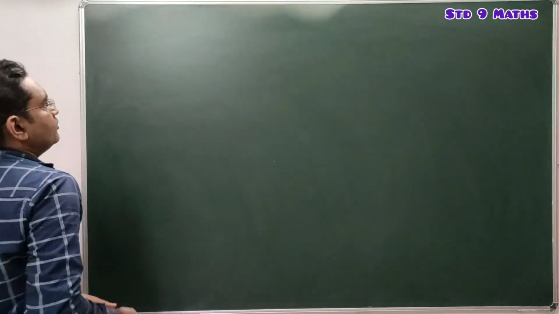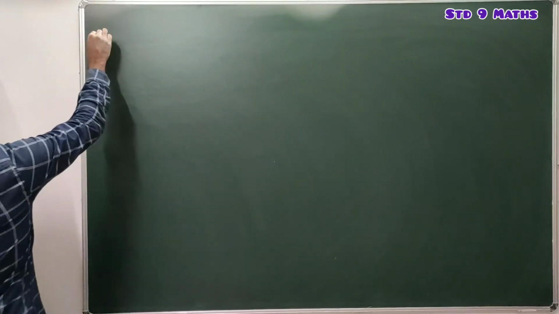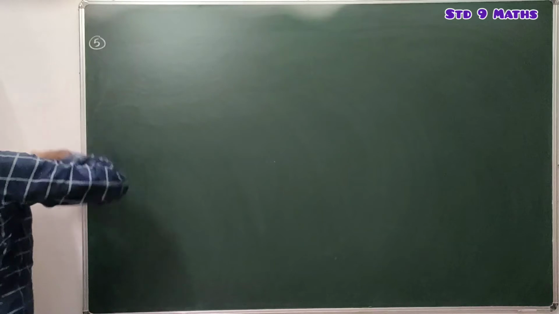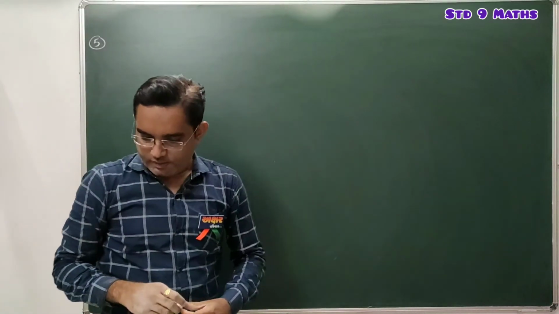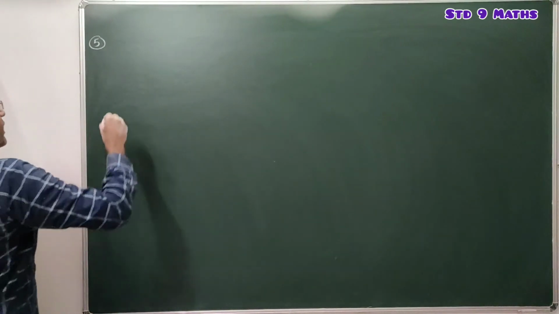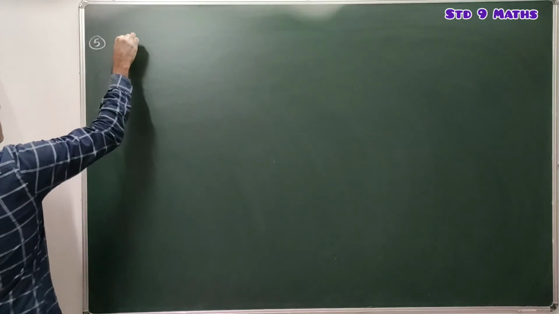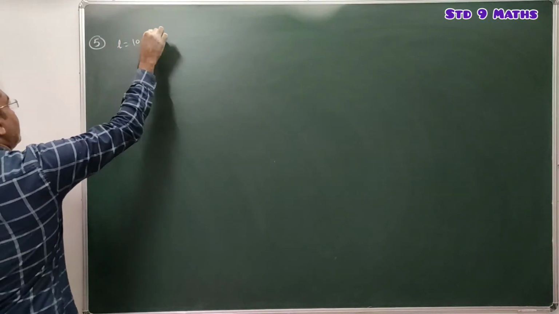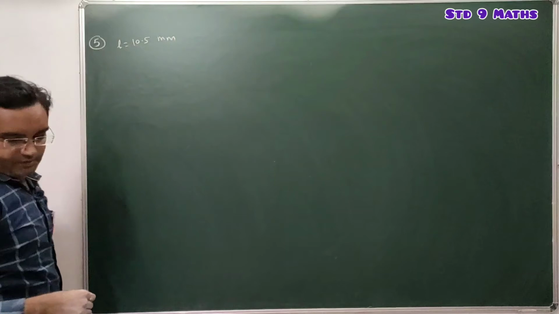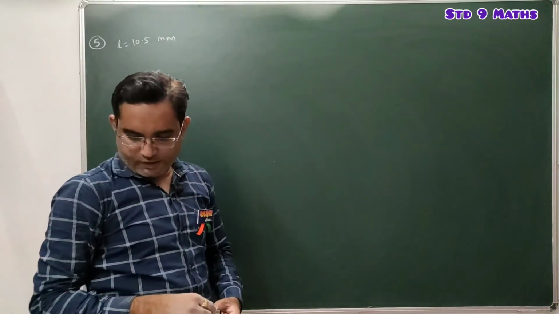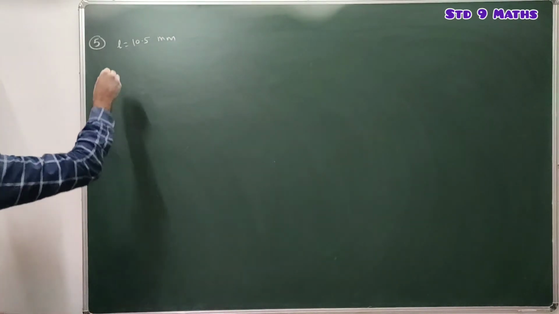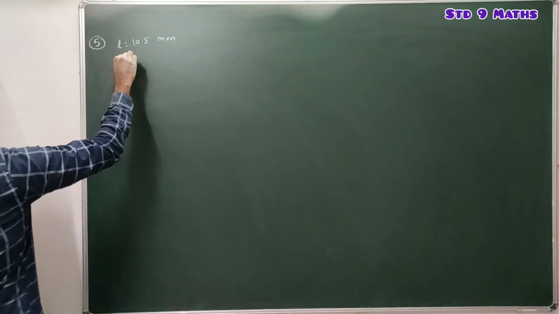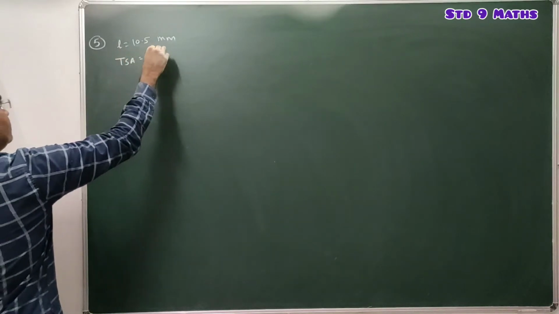Okay, students, now question number 5. The fifth question is: the edge of a cube is 10.5 millimeter. Find the total surface area in terms of centimeter square.